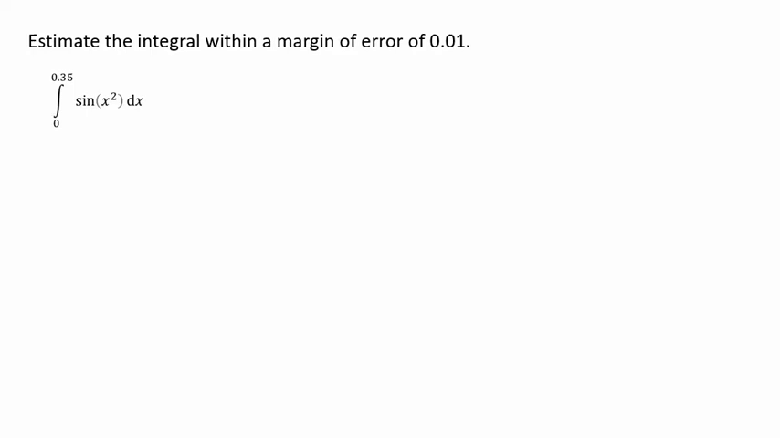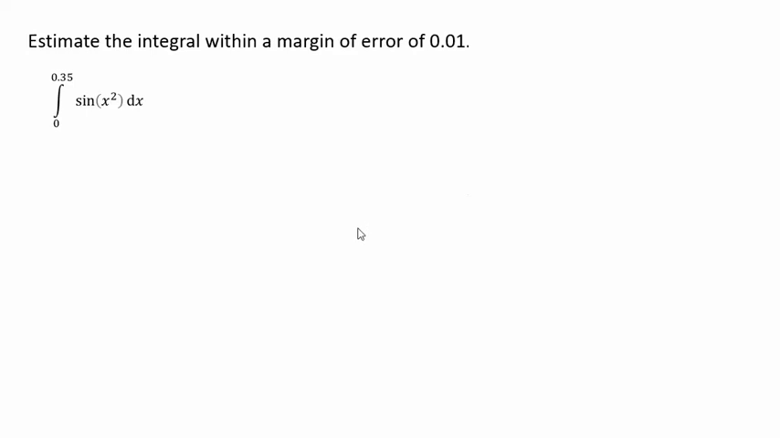Look at using power series in order to estimate an integral. So here we have the integral from 0 to 0.35 of sine of x squared dx. And if you think about traditional integrating techniques, there's really no way to do this. So what we're going to do is use power series.